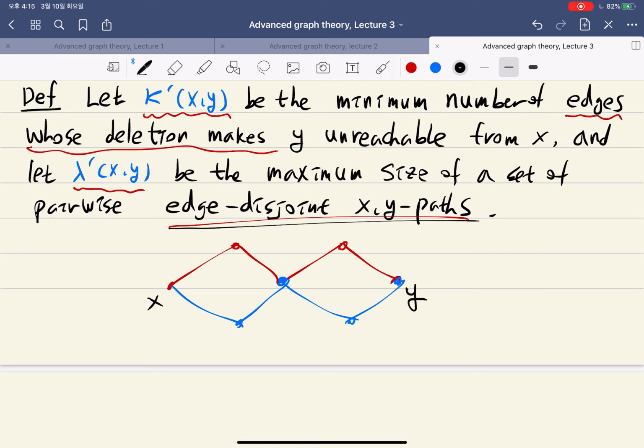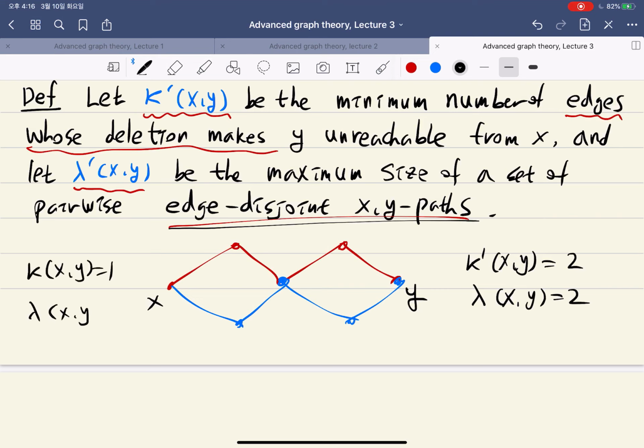So in this case, you can easily check that kappa prime of xy is 2 and lambda prime of xy is also 2. No matter which one edge you delete, the leftover is always a connected graph. On the other hand, kappa of xy is just 1 and lambda of xy is just 1, because this S is an xy separating set, and every path from x to y must use this specific vertex B. So that gives us that lambda is 1.